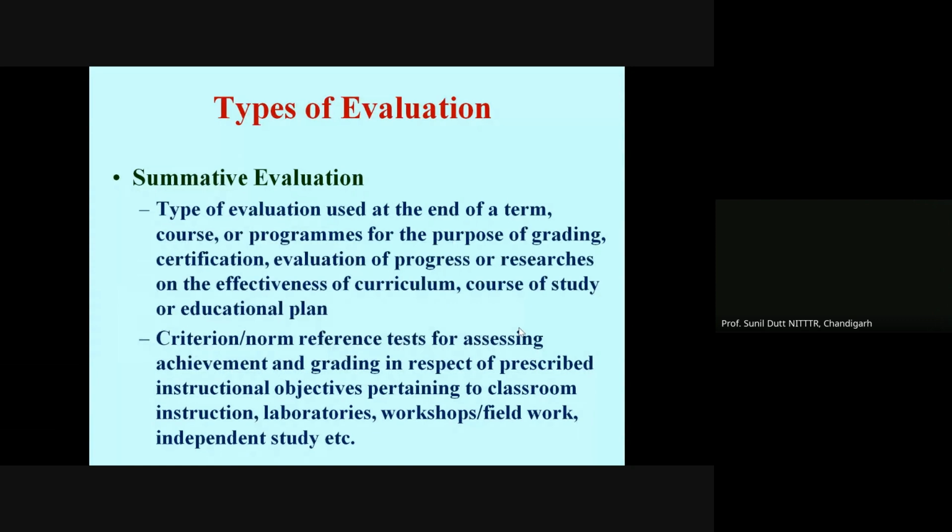Norm reference testing is when you are comparing the performance of one student against another student, maybe in the same class, in the same college, or a different college, but under the umbrella of the same technical university or technical board. That is norm reference testing.